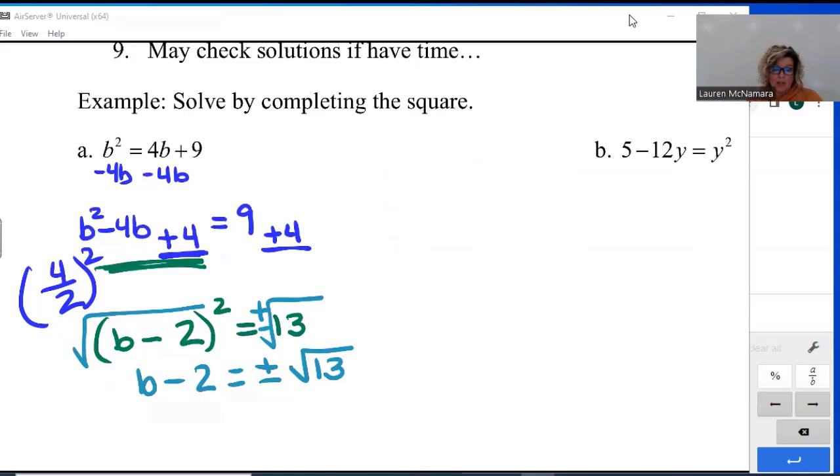Isolate your b. Get your b by itself. Add 2 to both sides. B then equals 2 plus or minus the square root of 13. Can I check my answer? Yes, you can. All right, let's check our answer.